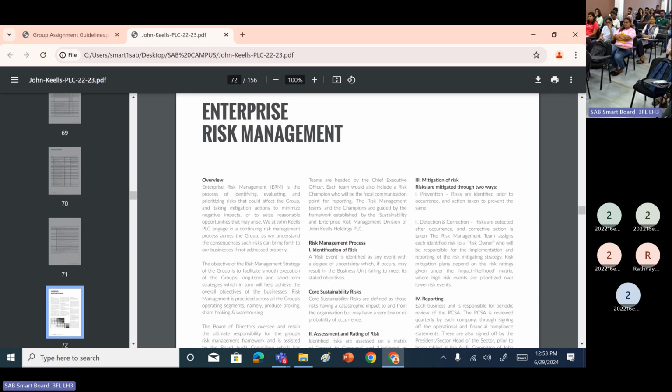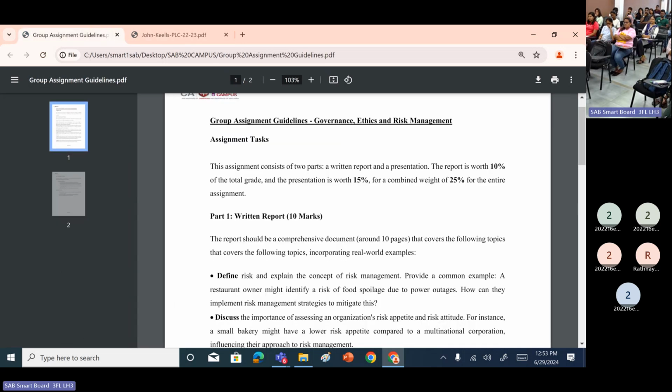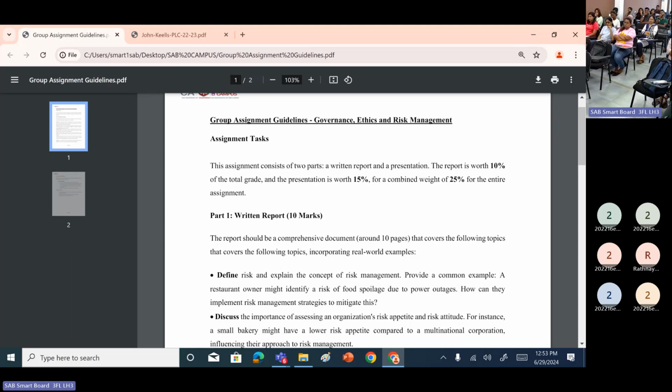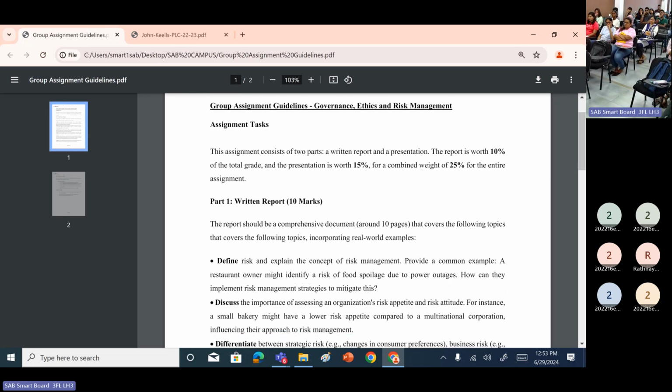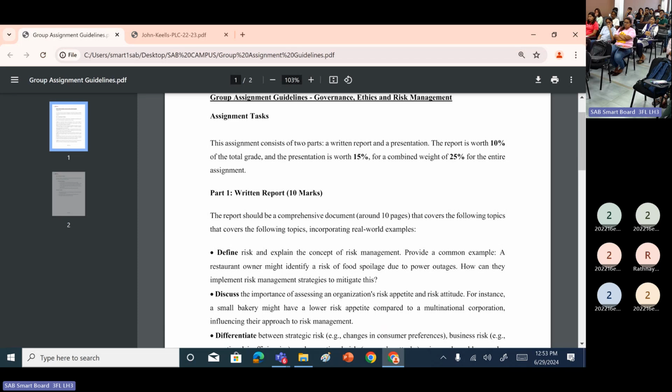So if I read the guidelines, this assignment consists of two parts: a written report and presentation. The report is worth 10% of the total grade, and the presentation is worth 15%, for a combined grade of 25%. For your 100 marks, 25% is coming from this. So part one, the written report, 10 marks. The report should be a comprehensive document of around 10 pages. I don't want a bulky document, around 10 pages that covers the following topics.